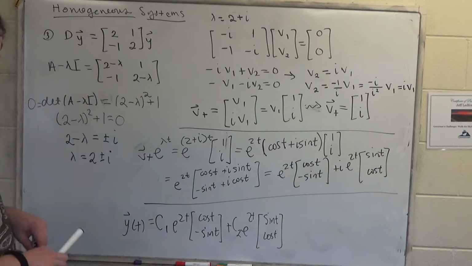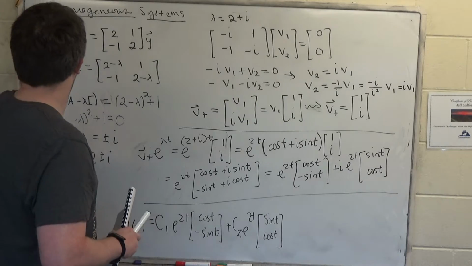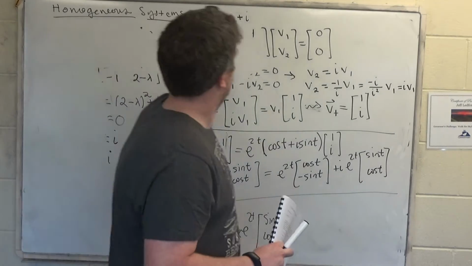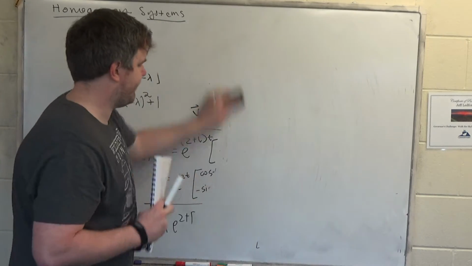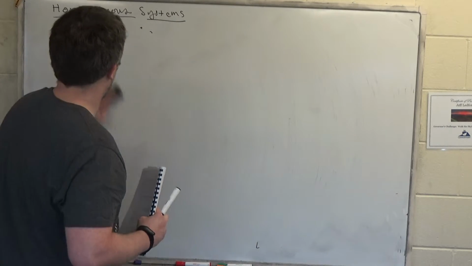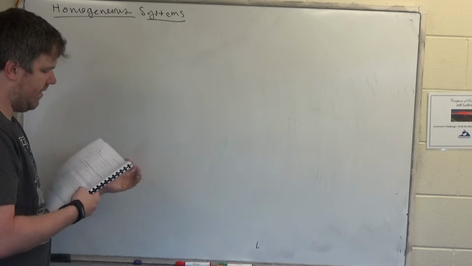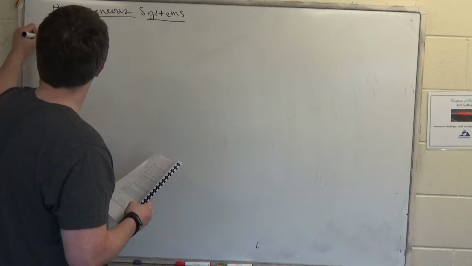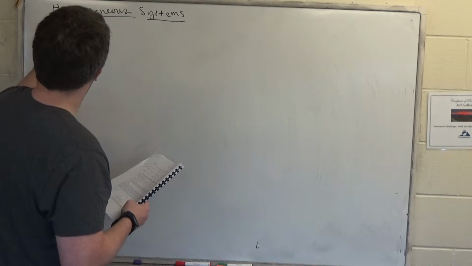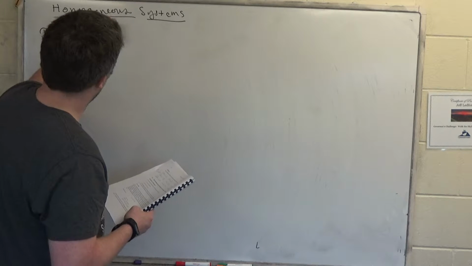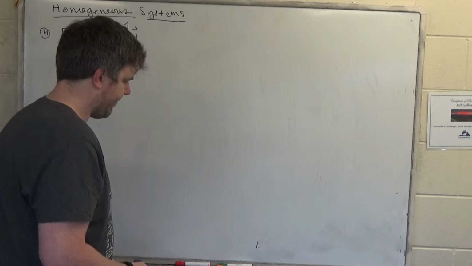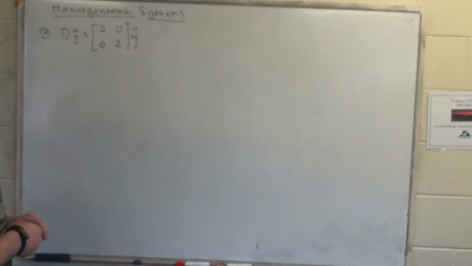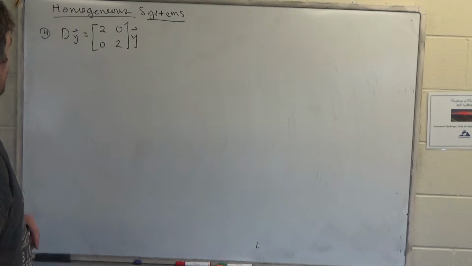Okay, let's do one more of these examples. This one happens to be number 4. We have dy is the matrix 2, 0, 0, 2 applied to y. And here we're going to see actually something really special happens.